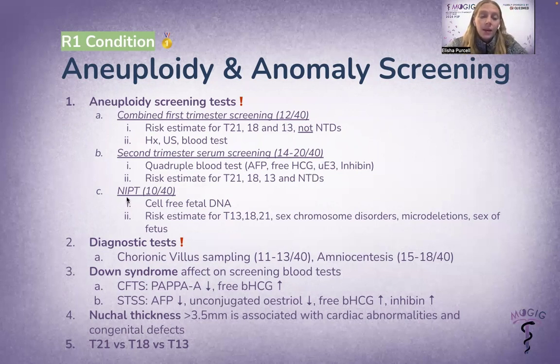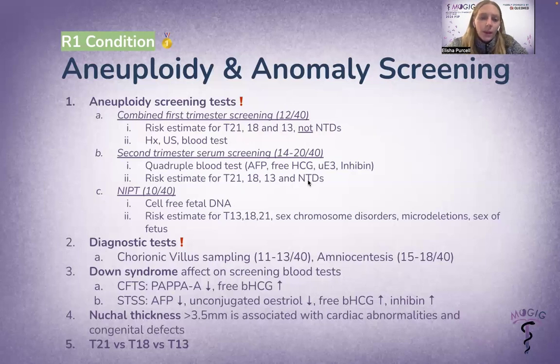Then you got your NIPT. You can do that from 10 weeks. It's important to have a rough idea what is included in all of them, as well as what it tests for. So what I mean by that is, for this first one, the combined first trimester screening, it does give you a risk estimate for T21, 18, and 13, but not neural tube defects. But your second trimester screening does give you a risk estimate for neural tube defects.